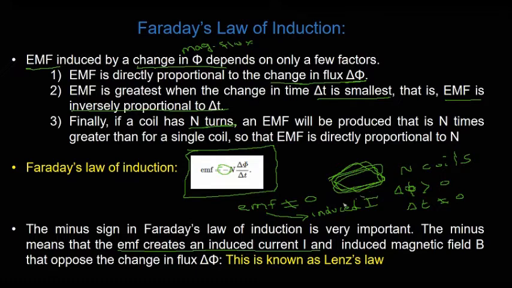And interestingly, this induced current produces an induced magnetic field. And this induced magnetic field opposes the change in the flux. So essentially, this phenomenon is called Lenz's law. And the negative sign tells us that the induced magnetic flux opposes the change in delta phi.